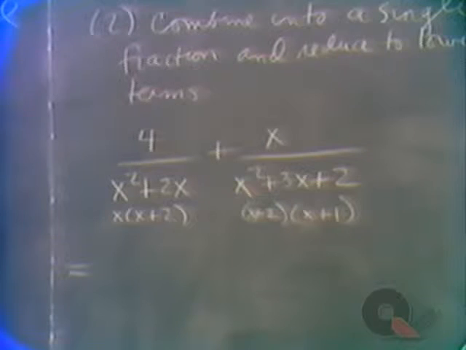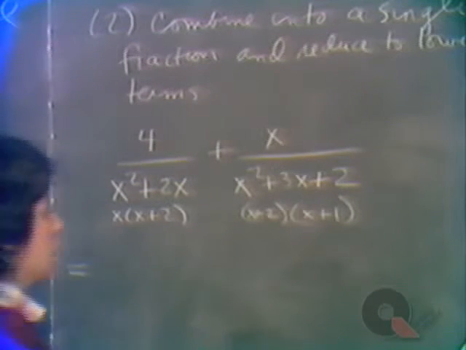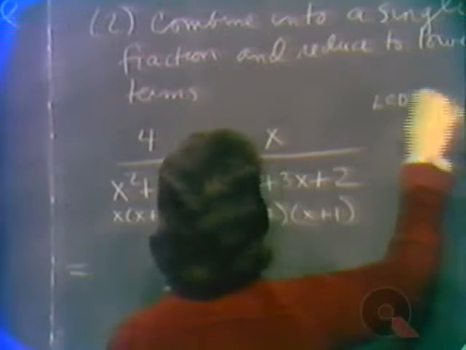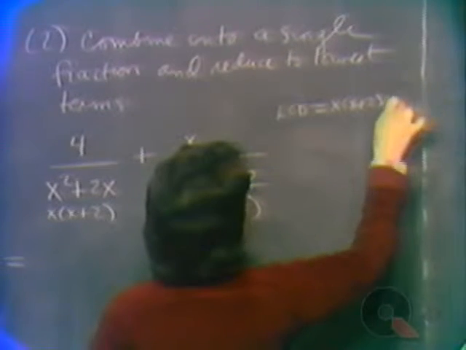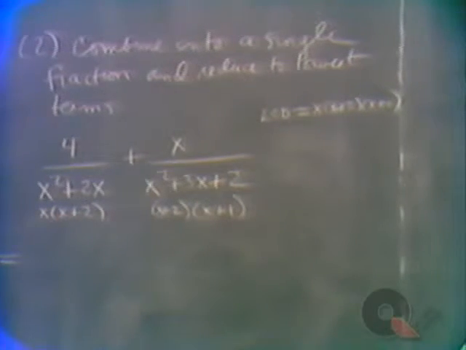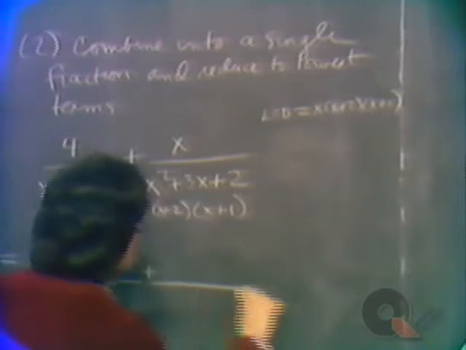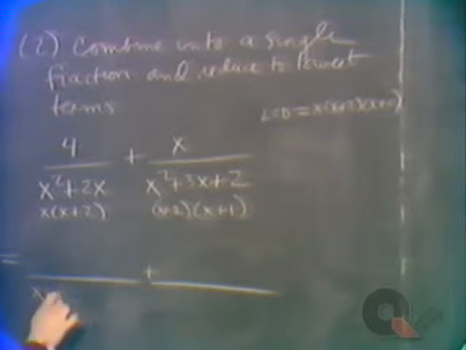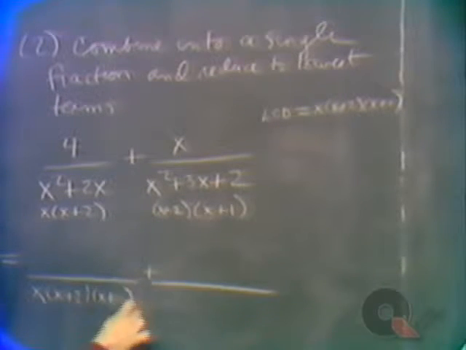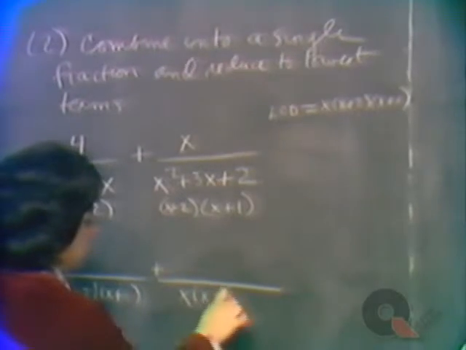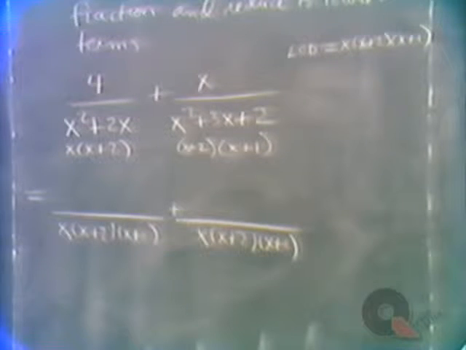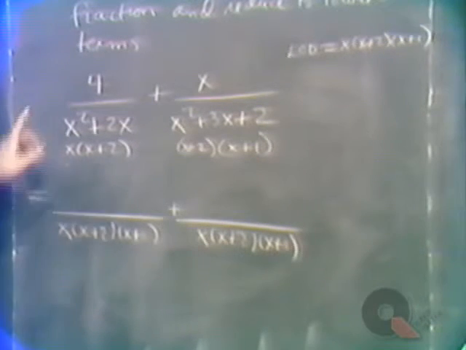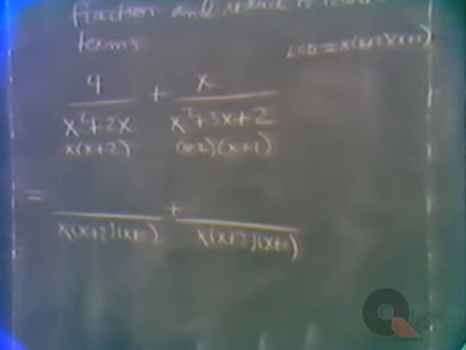We now take each factor the greatest number of times it appears in any one denominator. So the LCD would be x times x plus 2 times x plus 1. That is, we're going to build two fractions equivalent to these, each having the same denominator. And then we will be able to add the fractions since they will have the same denominator. And we're going to use the fundamental principle of fractions, which says you get an equivalent fraction if you multiply the numerator and the denominator of a fraction by the same non-zero quantity.